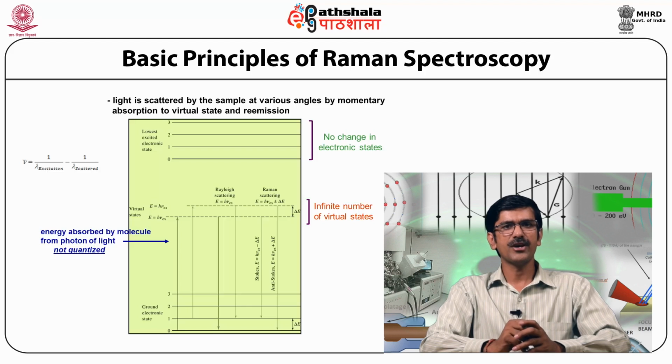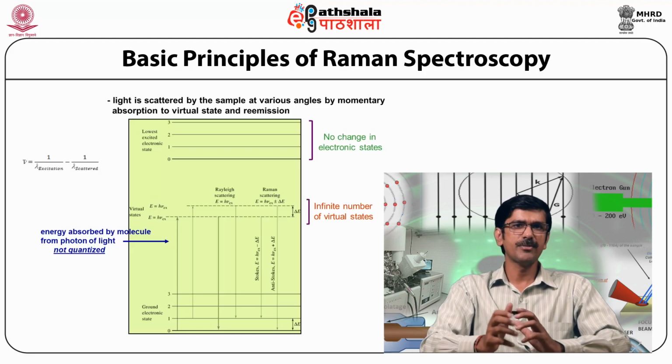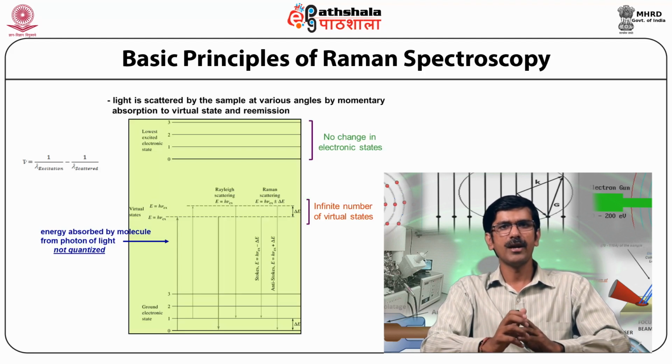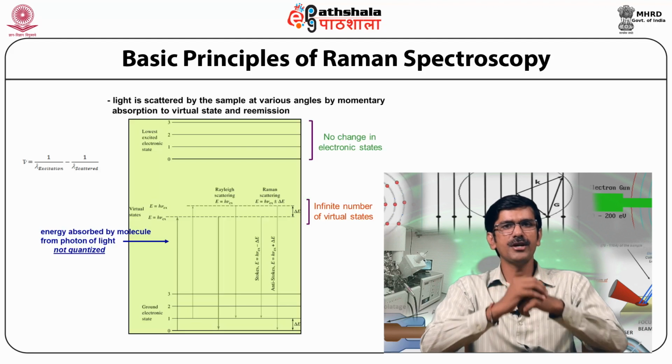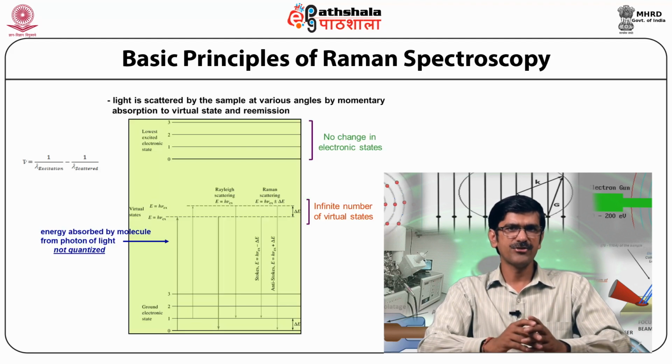The scattering event occurs in about 10 to the power minus 14 seconds or less. The scattering virtual state description is shown in figure 1. The energy difference between the excitation and scattered photons is represented by the arrow of variable length in figure 1. Mathematically, the Raman shift is recorded in wave numbers, that is, the unit is centimeter inverse.